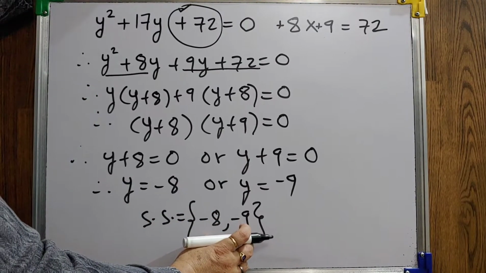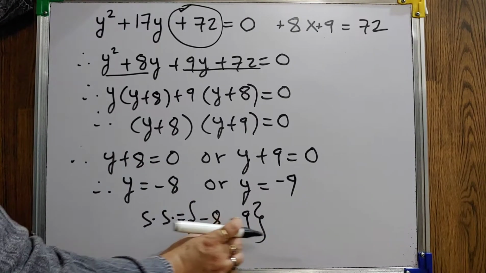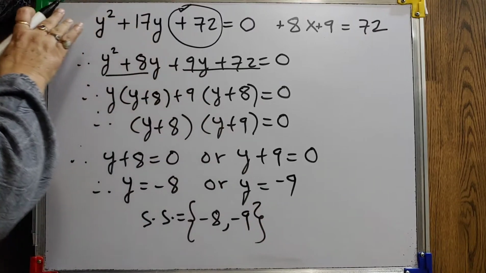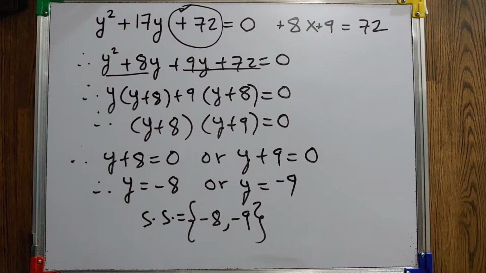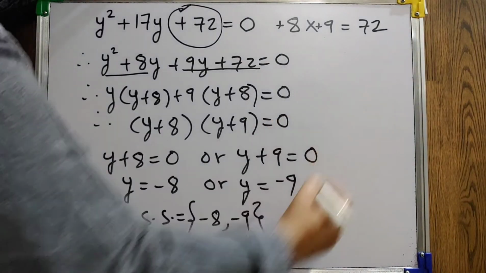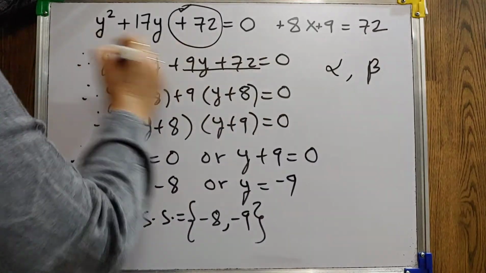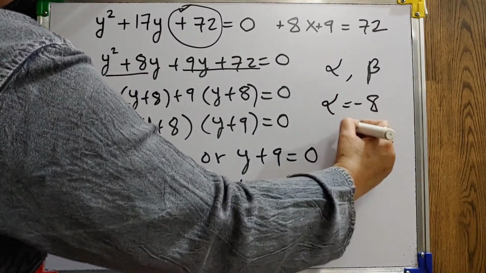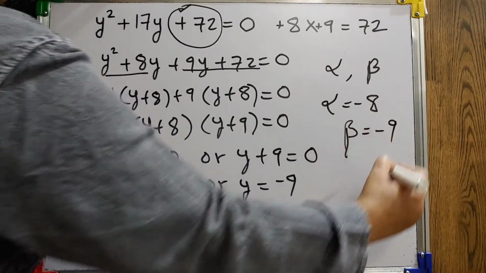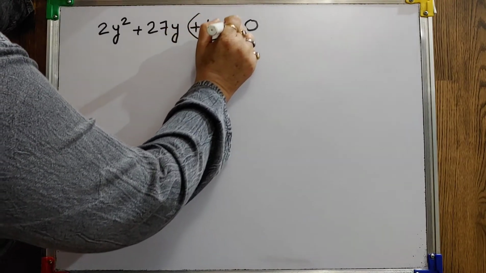And these values are known as the roots of the equation. So minus 8 and minus 9, they are known as the roots of this equation. Okay, generally we consider these roots as alpha and beta. So for this equation, my alpha is minus 8 and my beta is minus 9. Again I have taken where the positive sign is there.